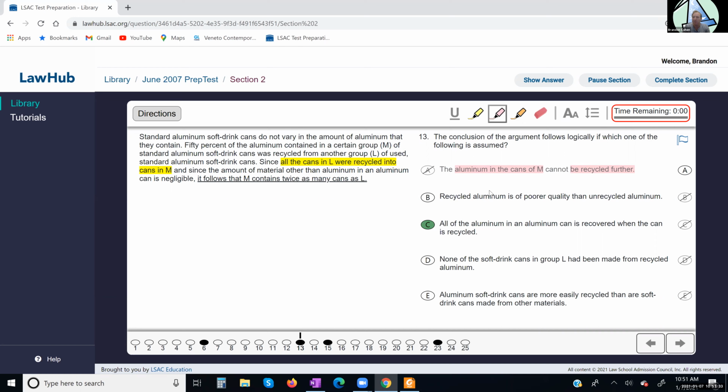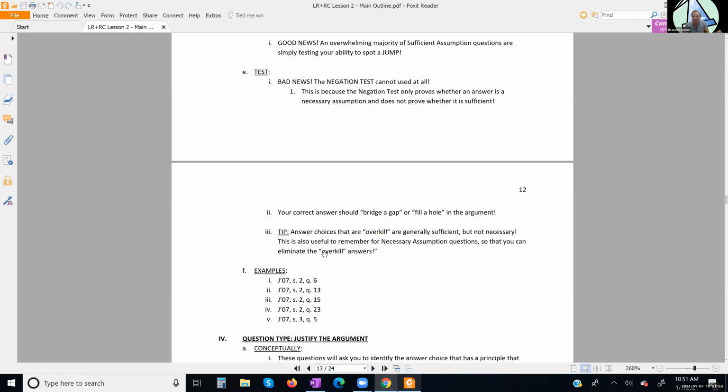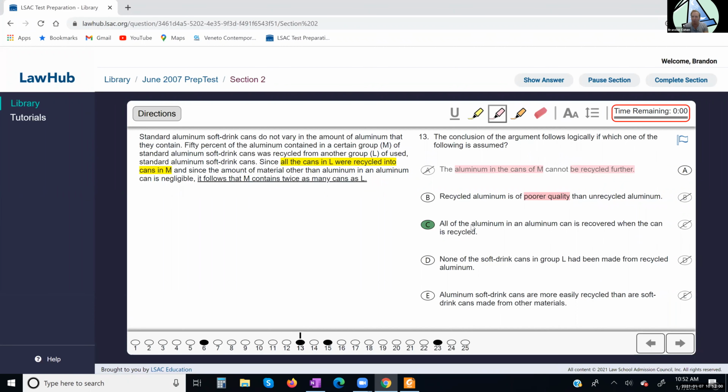So, recycled aluminum is of poorer quality than unrecyclable. This is about the quality, so focus on the characteristic of each answer. When I read answers, I'm thinking about what is the subject matter, what are the characteristics? We do the same language breakdown. Language, degree, conditionality is always what we do with basically every phrase we read. With these answers, I'm thinking about how would it bridge? This is that test I was talking about earlier. So I didn't have a pre-answer, so I've got to be thinking about how would this bridge or fill a hole, okay? And what this would be doing is kind of bridging that recycling of L into the math that proved this.